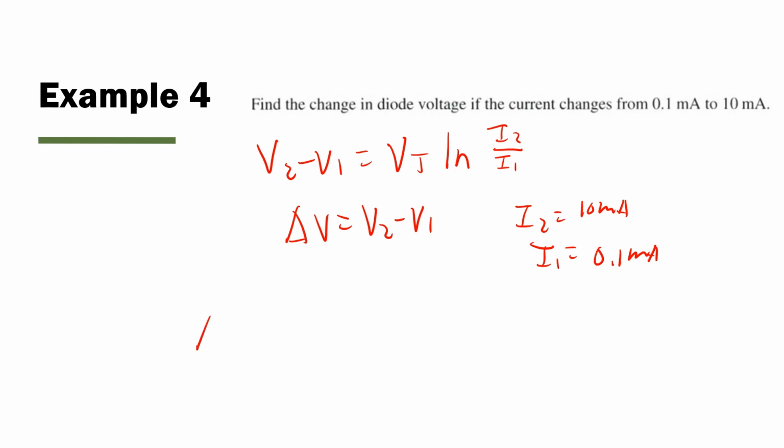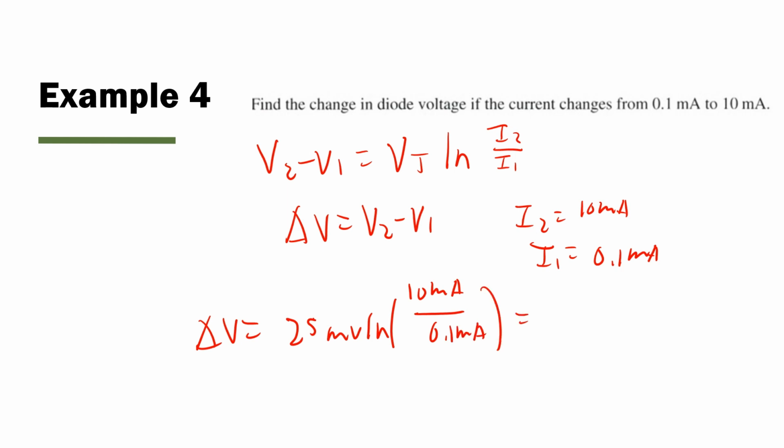So the change in voltage is equal to 25 millivolts times the natural log of 10 milliamps divided by 0.1 milliamps. This is equal to 120 millivolts.